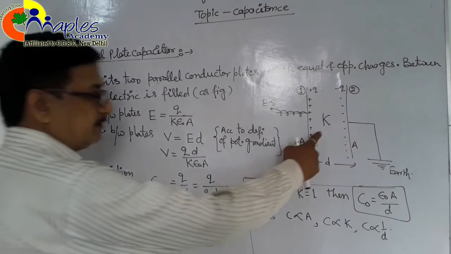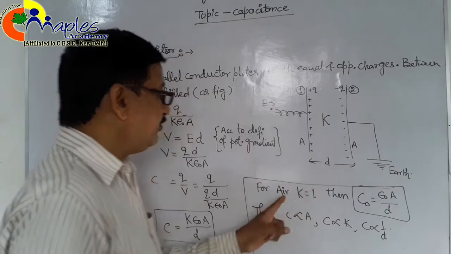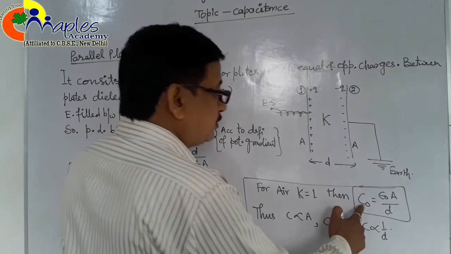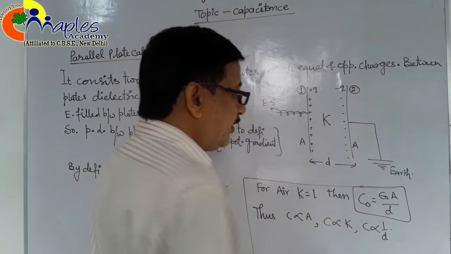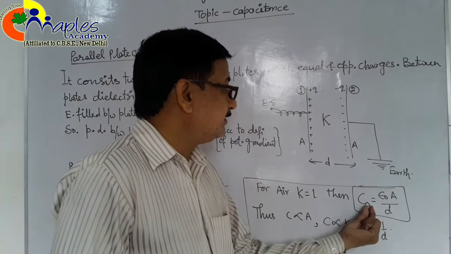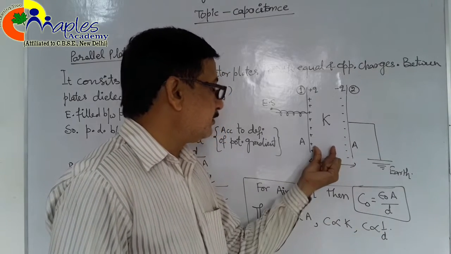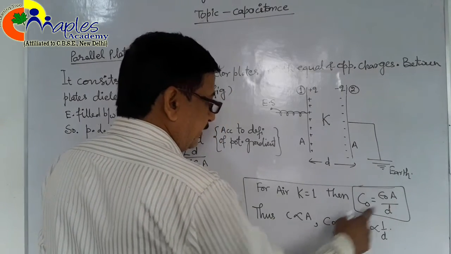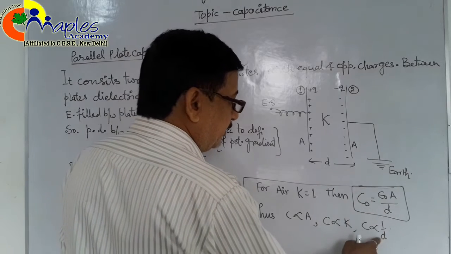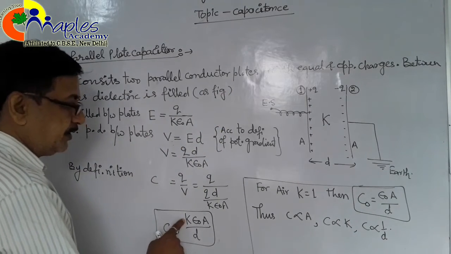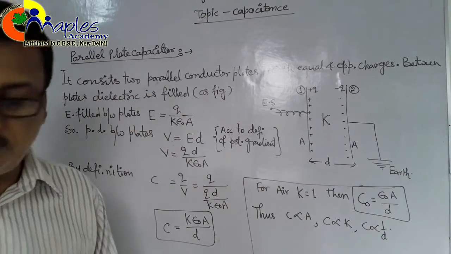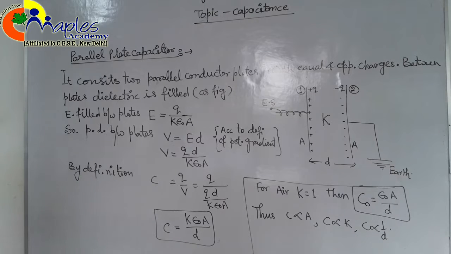If there is air between the plates, then the value of K will be 1 and the formula will be epsilon naught A upon D, as K is 1. So C naught equals epsilon naught A upon D. This naught shows that there is nothing between the plates. It is air only. Thus we can say that capacitance is directly proportional to A, inversely proportional to D and directly proportional to K. Thus when a dielectric is filled, the capacitance of the capacitor is increased and becomes K times the capacitance in air.